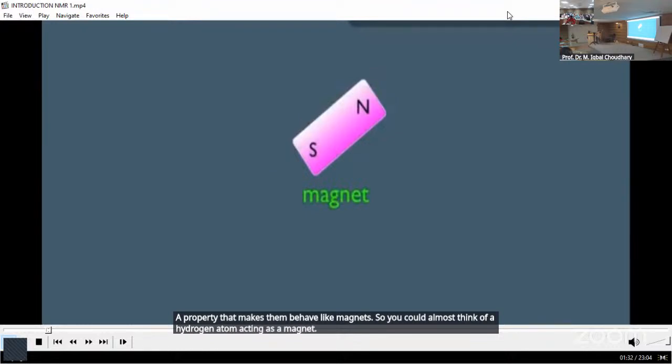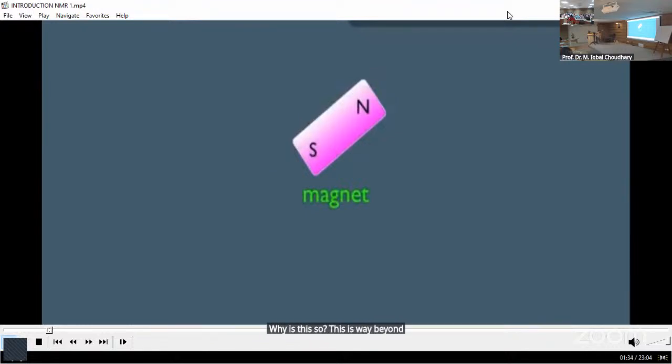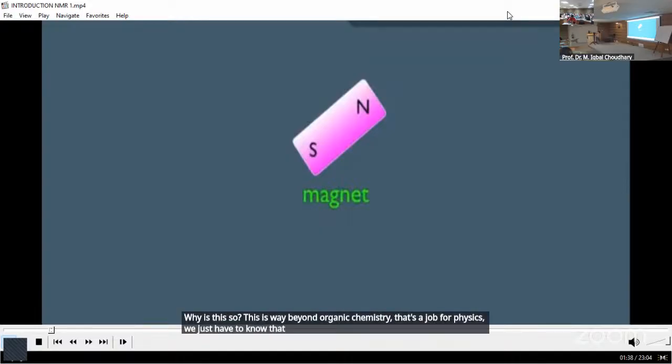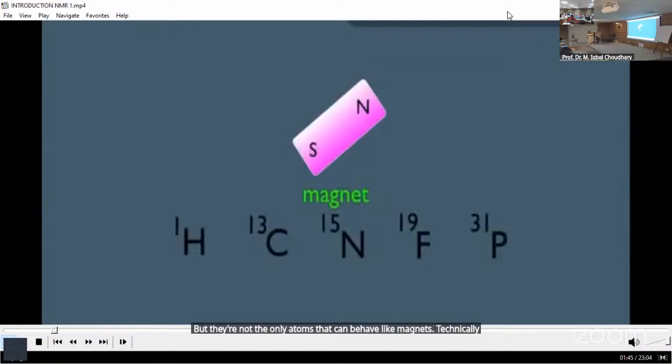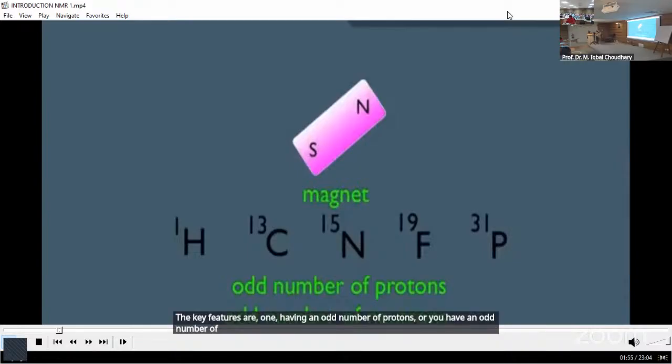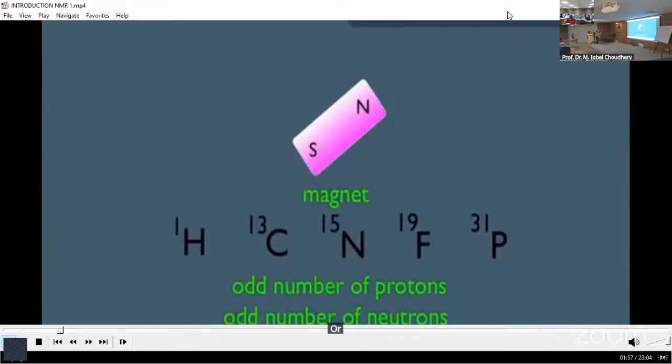Why is this so? This is way beyond organic chemistry. That's a job for physics. We just have to know that hydrogens can behave like magnets. But they're not the only atoms that can behave like magnets. Technically, any one of these atoms right here can behave as magnets. The key features are, one, having an odd number of protons, or you have an odd number of neutrons, or simply you have both. Any atoms with these characteristics will behave like a magnet.